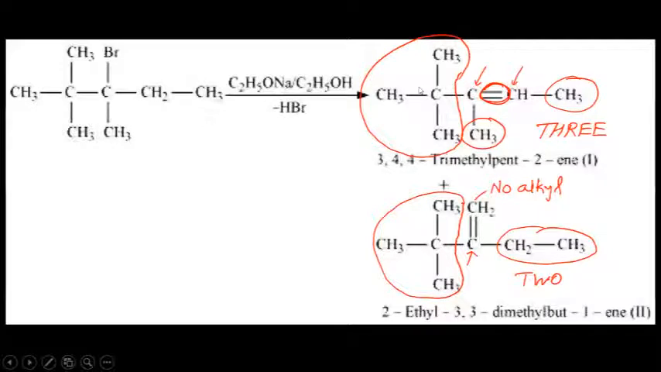Both are correct. Is that clear, Devya? Why will the first be the major product? Because in the first you have three alkyl groups attached to the doubly bonded carbon atoms, three as compared to two. All these are questions which actually appear in board examinations. So if you are clear about it, you will be able to answer these questions directly.